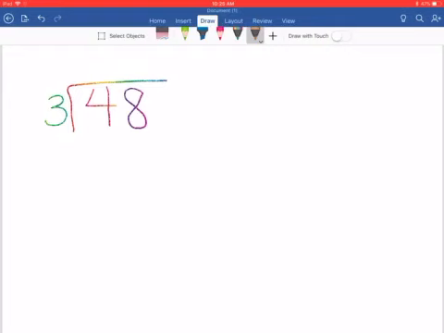When you divide with the algorithm, you only look at one place value at a time. So the first thing you're going to do is divide the 4 by the 3. How many 3's are in 4? Well, that would be 1.